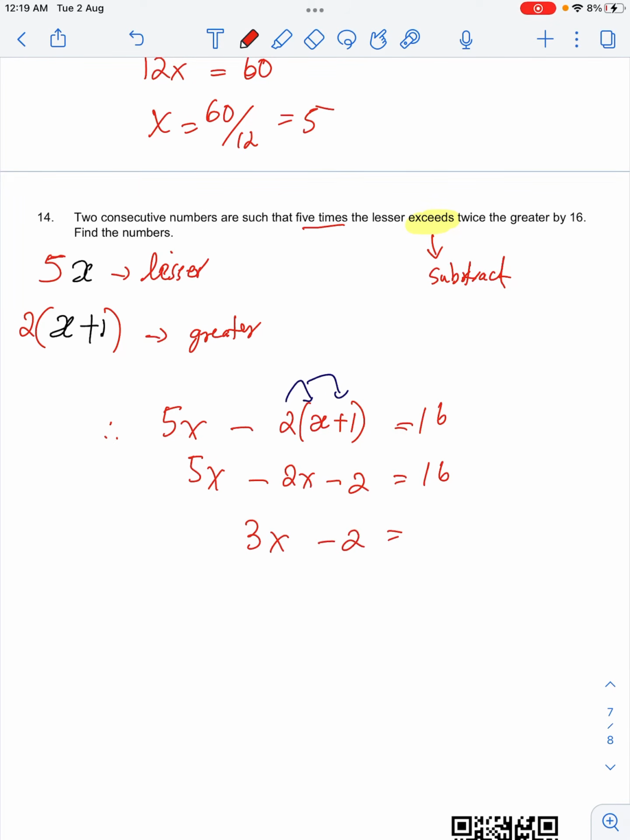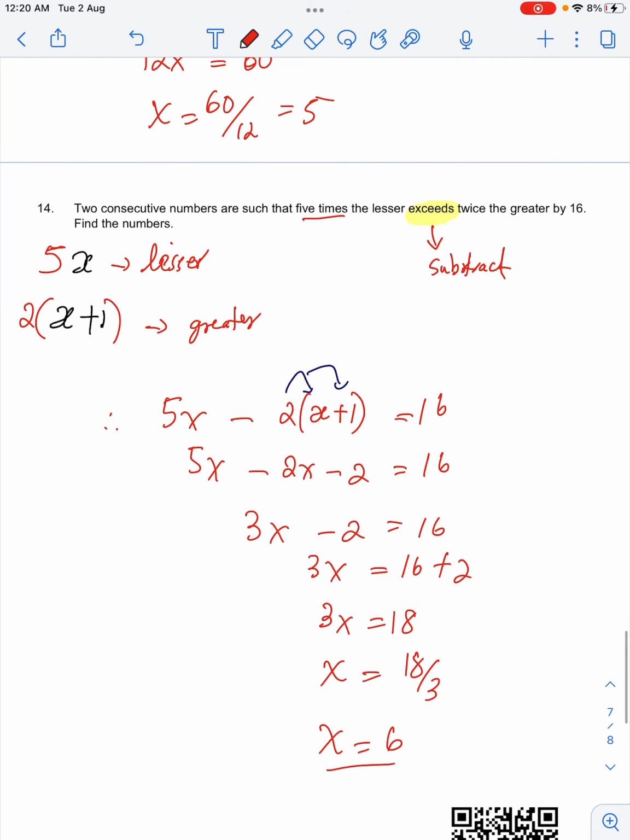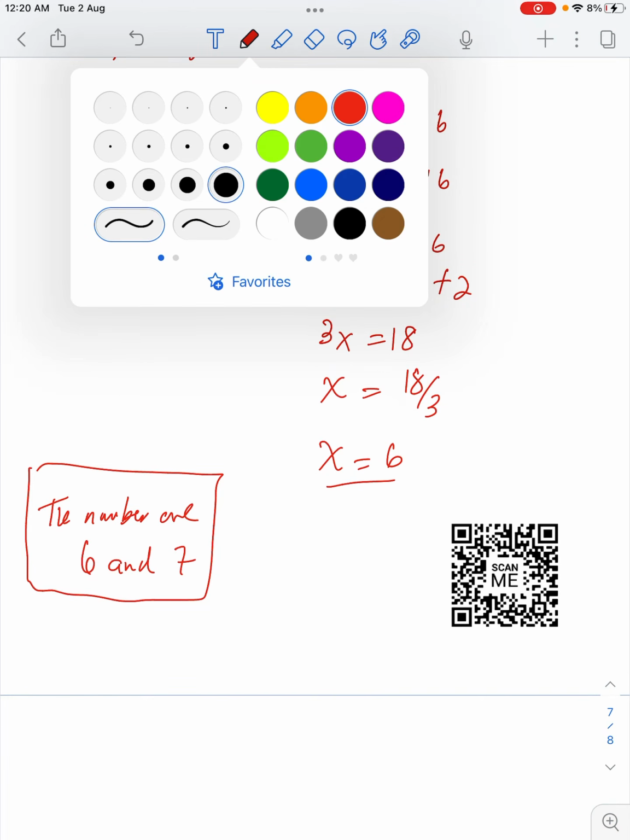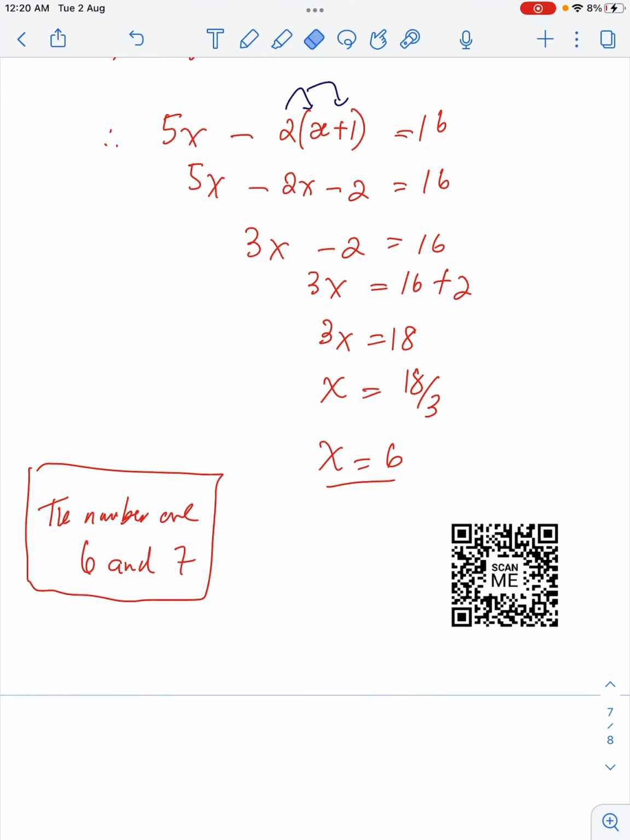That is 3x minus 2 equals 16. That is 3x equal to 16 plus 2 more. That is 3x equals 18. Therefore, x will be 18 divided by 3, and the first number is 6. So what are the numbers? The numbers, therefore, are 6 and 7 respectively. Well, you can actually go ahead and you can also check your solution.